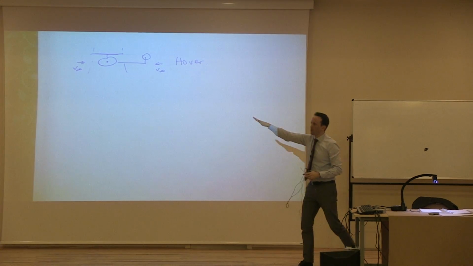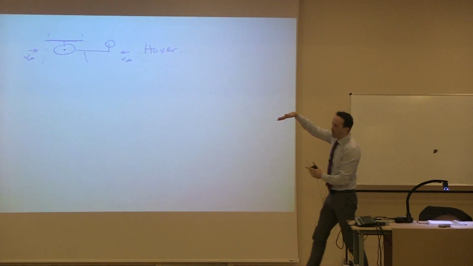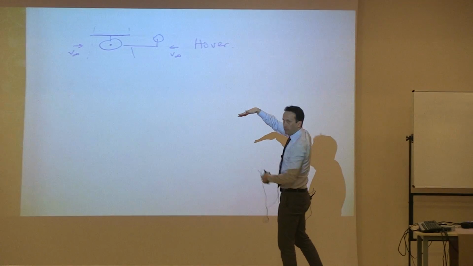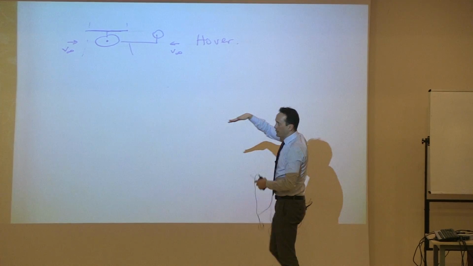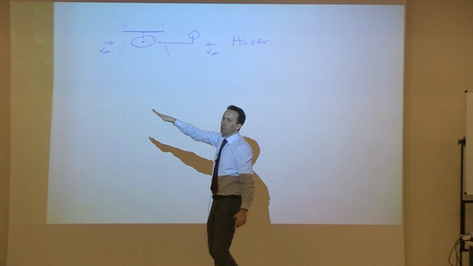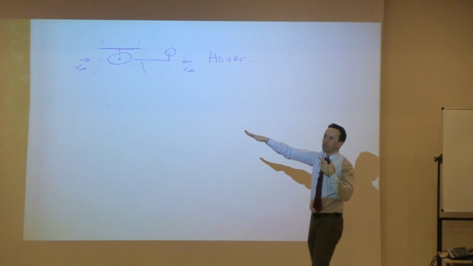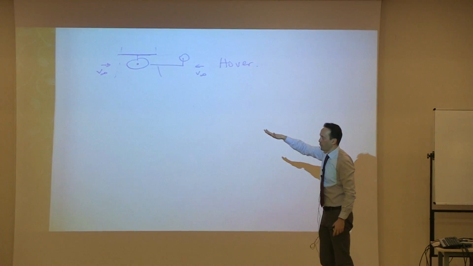Now think of a helicopter going this way. Yes, V infinity is here. Moving forward, V infinity is coming from the front. So XW is pointing this way because V infinity is coming from the front. Helicopter moving backwards, V infinity is coming from the back, therefore XW is pointing backwards now. Understood?